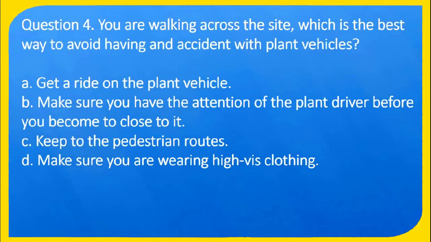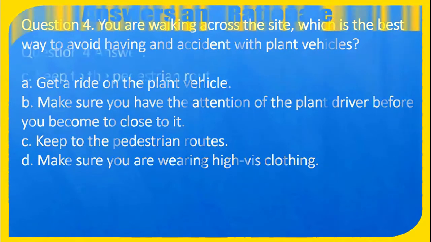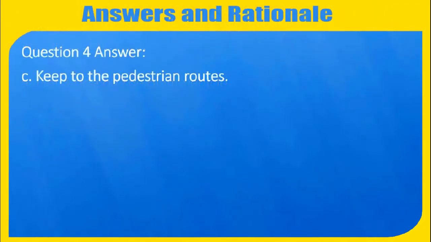Question 4. You are walking across the site. Which is the best way to avoid having an accident with plant vehicles? A. Get a ride on the plant vehicle. B. Make sure you have the attention of the plant driver before you get too close to it. C. Keep to the pedestrian routes. D. Make sure you are wearing high-vis clothing. Question 4. Answer C. Keep to the pedestrian routes.